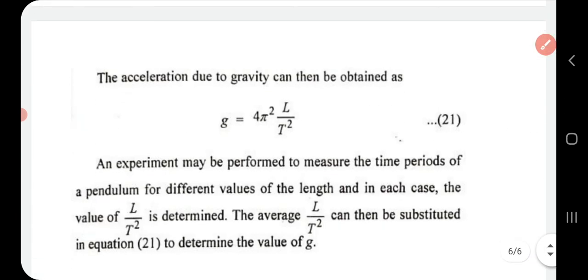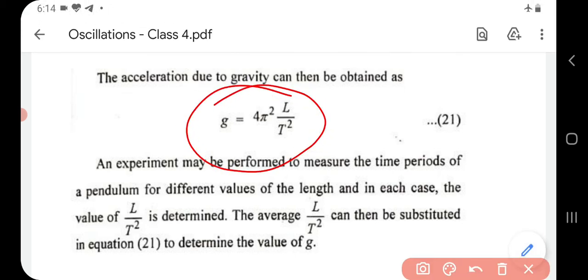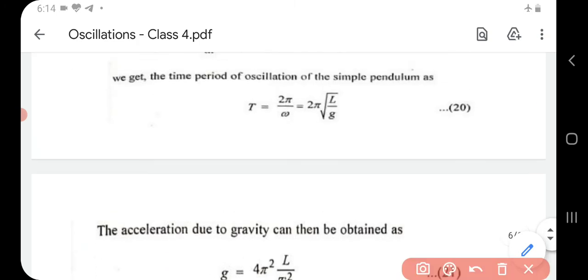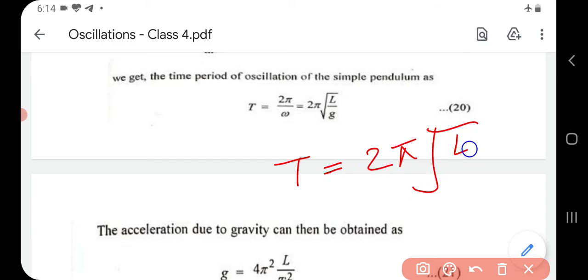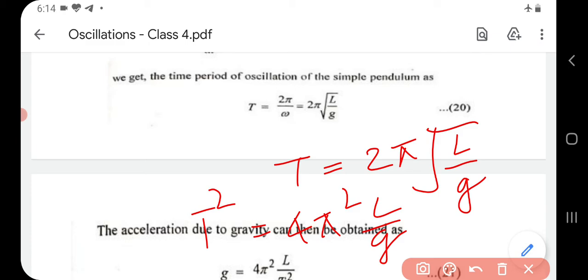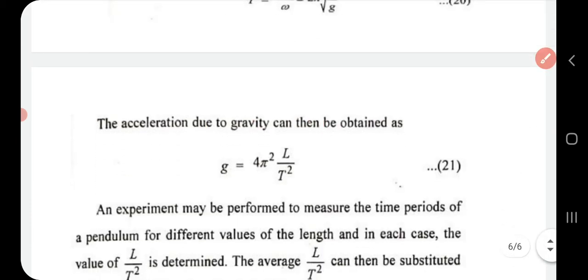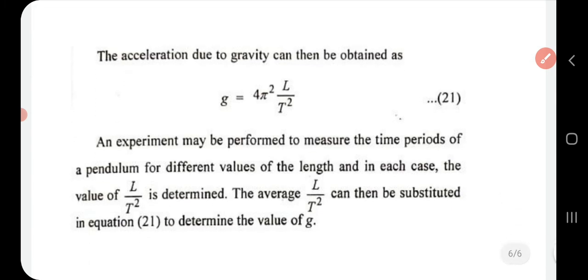Now, acceleration due to gravity will be this one: g equal to 4 pi square l by T square. How do you get that? Here you know T is equal to 2 pi root l by g. Just square it. So it will be T square equal to 4 pi square l by g. From that, g will be equal to 4 pi square l by T square, equation 21.